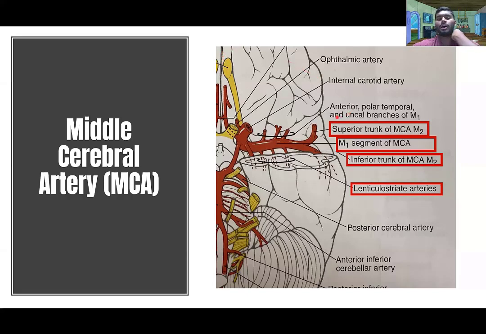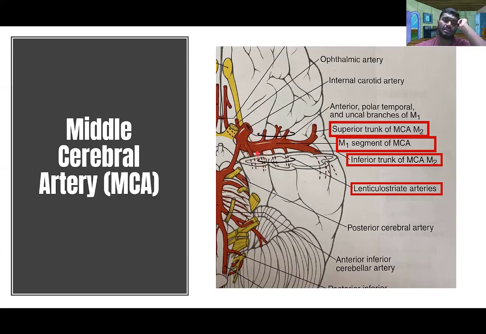All right. So let's go over what structures these things supply, because this will be very helpful when I go over some of the symptoms. When I go over the big chart with the symptoms, this will be very important because the MCA is a very big artery that supplies many portions of the brain. So as you see here, we have the M1 segments, the base of the MCA.